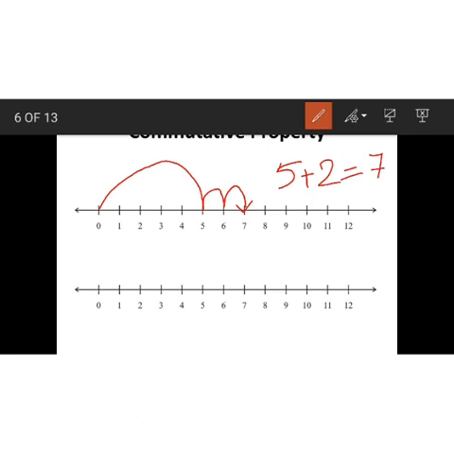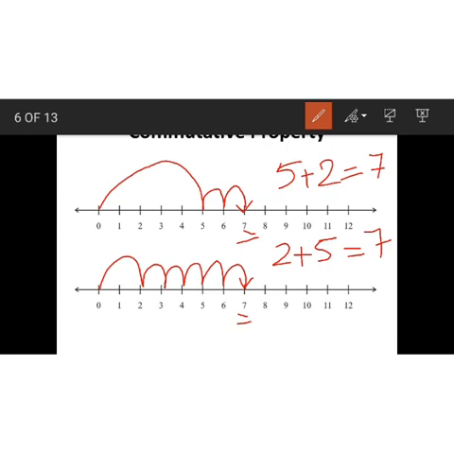Then what about when we are interchanging these numbers? That means what about the result when we are adding 2 and 5? Let's check. So we have to move from 0 to 2 and then 1, 2, 3, 4, 5. We have moved 5 times so that we have reached 7. So here also we got the answer as 7, and in both cases we got the answer as 7. That means 5 plus 2 is equal to 2 plus 5.